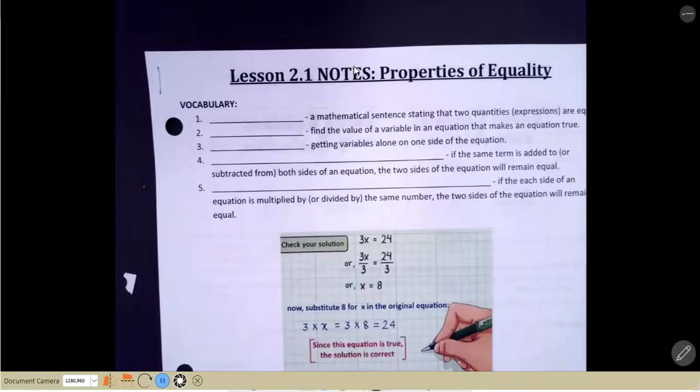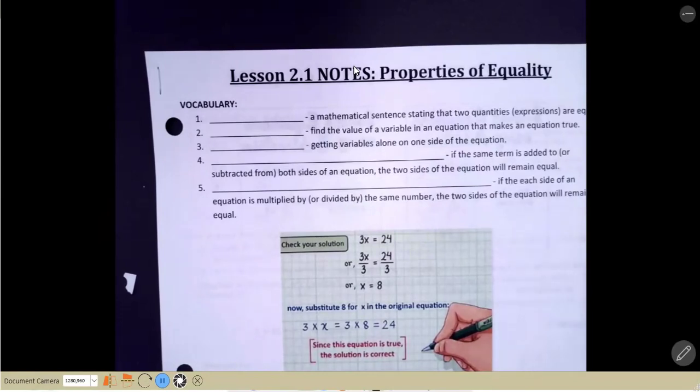Lesson 2.1, we're starting chapter 2 today, is properties of equality. Basically, what you're doing is we will be solving equations and also learning how to check your answer to make sure that it's correct. So we're going to go over some vocabulary first.